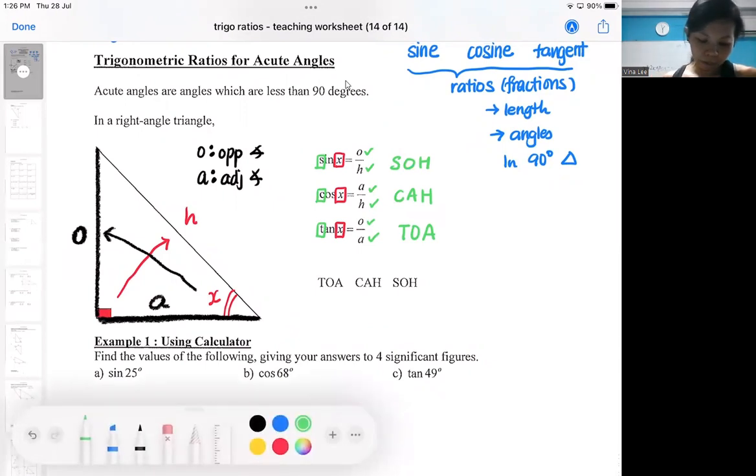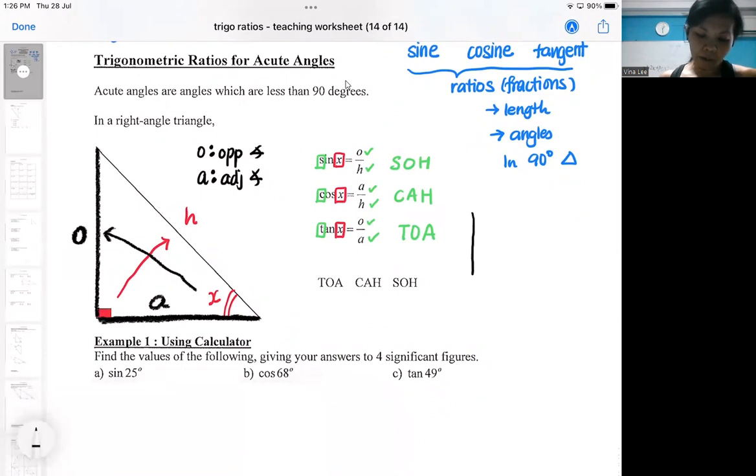Okay, so will my O and A change if I relocate the angle? I'm going to show you a sample.